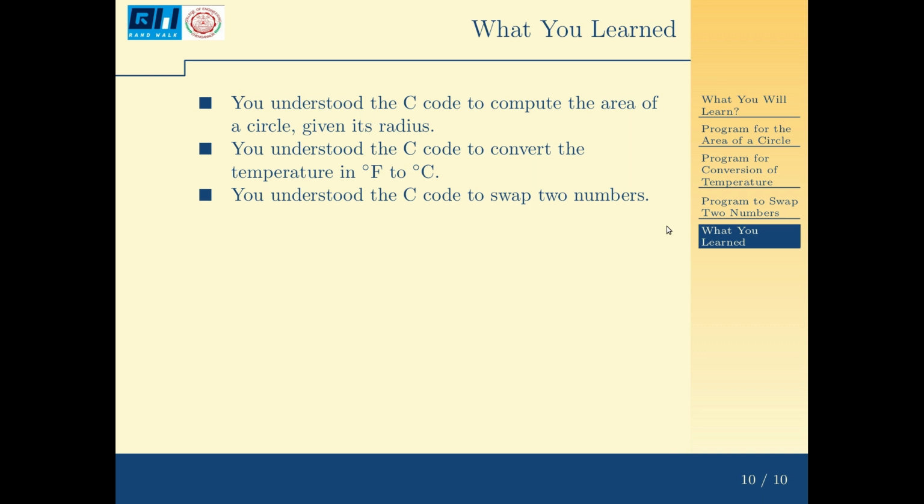Now, coming to the end, you understood the C code to compute the area of a circle given its radius. Then you understood the C code to convert a temperature in Fahrenheit to degrees Celsius. Then you understood the C code to swap two numbers, with a temporary variable and without any temporary variable. And that is the end of this presentation. I thank you all.